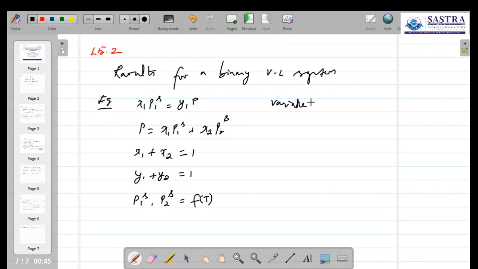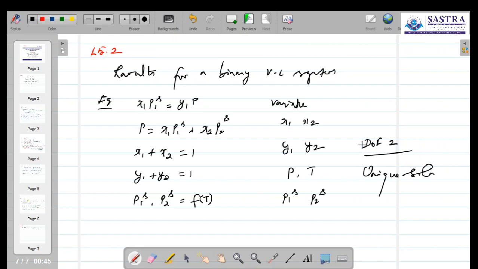The variable list that we have is x1, x2, which is the composition of the component in the liquid phase, y1 and y2, which is the composition in the vapor phase, pressure and temperature, P1S and P2S, which is the saturated vapor pressure of this component. So now this system has a degrees of freedom of 2, which means of this list, if you assume the value of 2 variables, then we will have a unique solution. So the moment we assume 2 variables, it is possible to solve this system of equations and get a unique value for the rest of the variables, right?